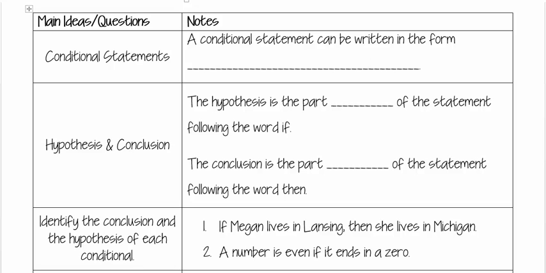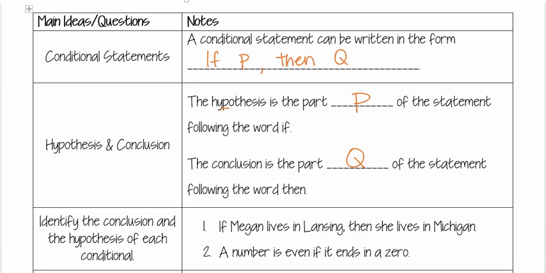So the whole idea of this lesson is we're going to talk about conditional statements. A conditional statement can be written in the form if P, then Q. P and Q are two different statements. So if it rains today, then I'm not going hunting. The hypothesis is the P part of the statement, and it always follows the word if. And the conclusion is the Q part.